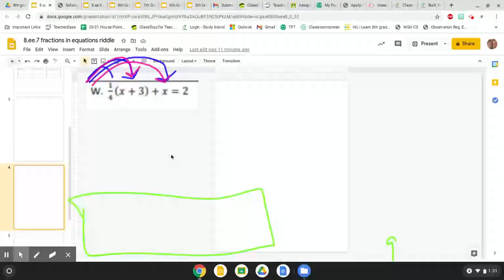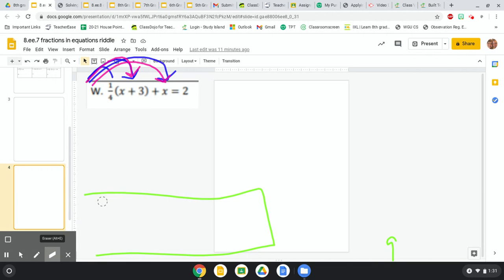All right, so I don't know why it leaves some marks and not all marks.